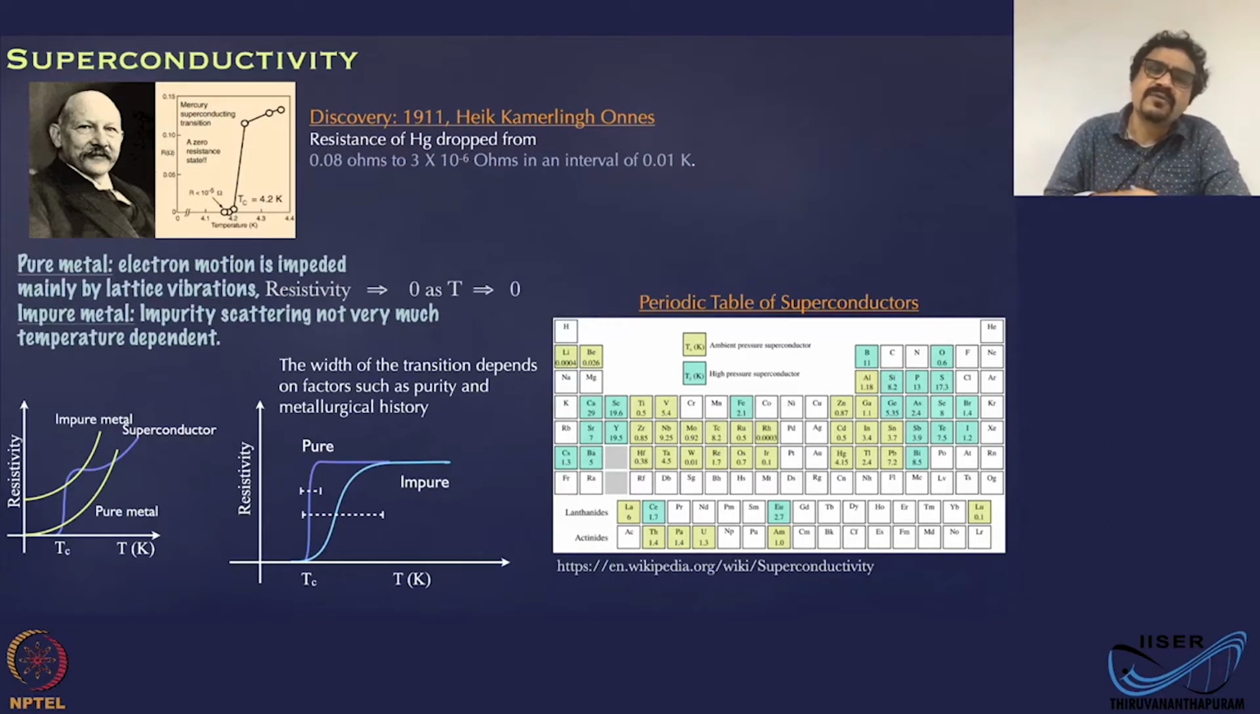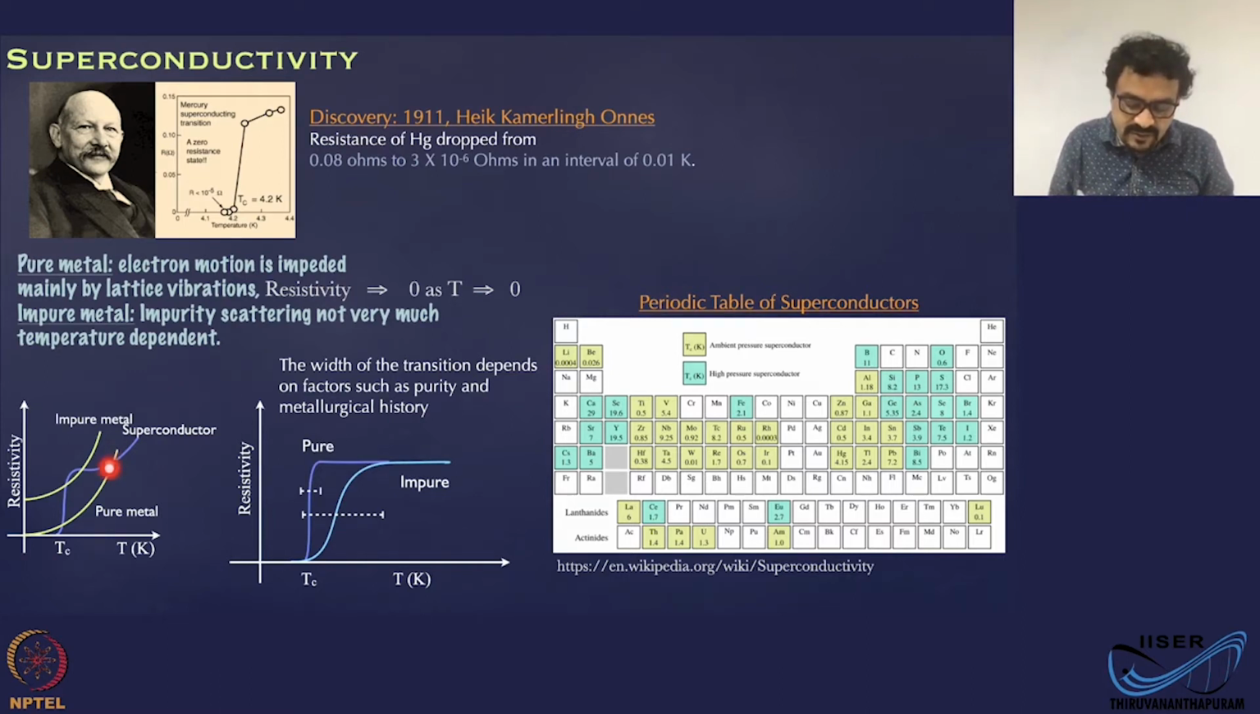Resistance of a normal metal also drops to zero. For pure metals, we call it a perfect conductor. The electron motion is impeded mainly by the lattice vibrations, because in a pure metal there are no defects or dislocations. So lattice vibration is the main contribution to the resistance. And the resistivity should go to zero as temperature goes to zero, because at zero temperature all the lattice vibrations are frozen.